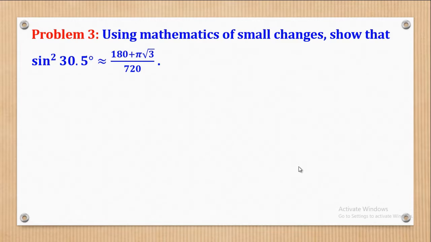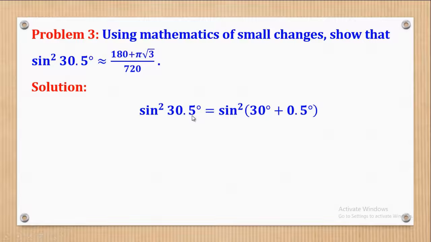Now we shall go to problem 3. Problem 3 says that using mathematics of small changes, show that sine squared of 30.5 degrees is approximately equal to (180 plus pi root 3) all divided by 720.